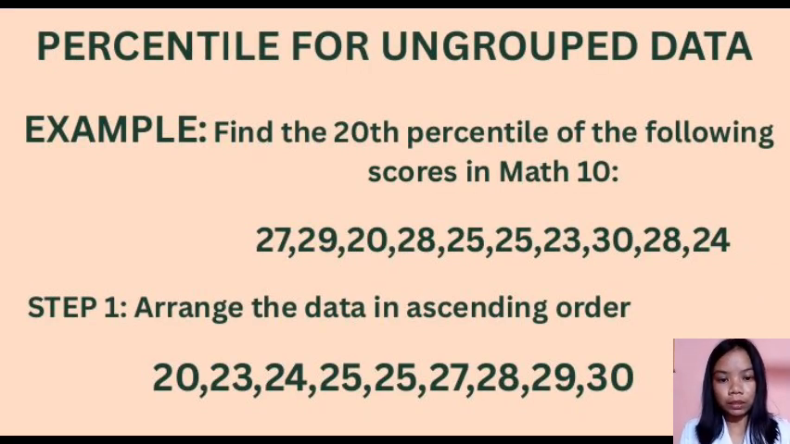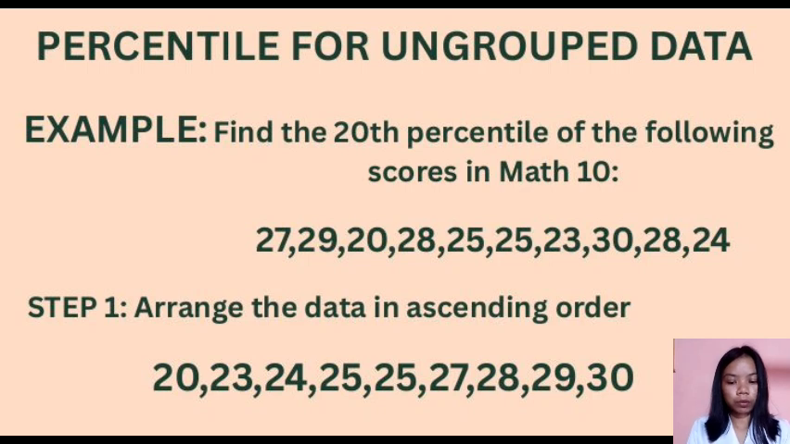Percentiles for ungrouped data. For example, find the 20th percentile of the following scores in Math 10, which are 27, 29, 20, 28, 25, 25, 23, 30, 28, 24. Step 1, arrange the data in ascending order, from lowest to greatest. So 20, 23, 24, 25, 25, 27, 28, 28, 29, 30.